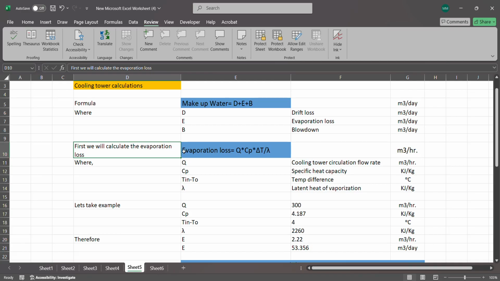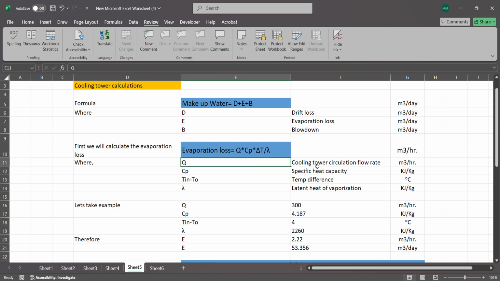First, we calculate the evaporation loss. Evaporation loss is equal to Q multiplied by Cp multiplied by delta T upon lambda. Q means cooling tower circulation flow rate in meter cube per hour. See, this formula is very important. You may find a number of formulas, but this formula is very basic and you can apply it. You will get approximate answers when you use this formula.